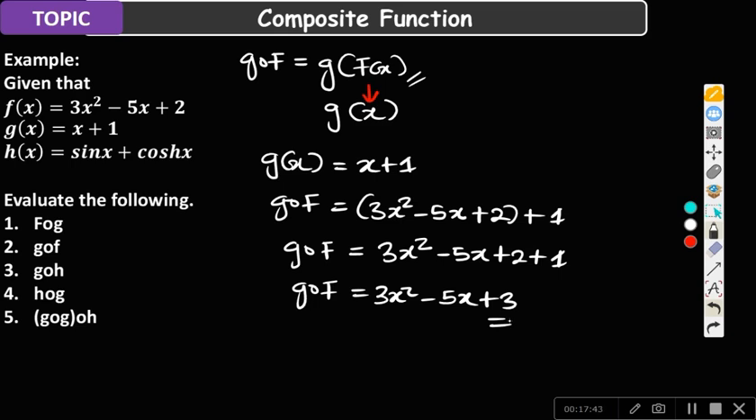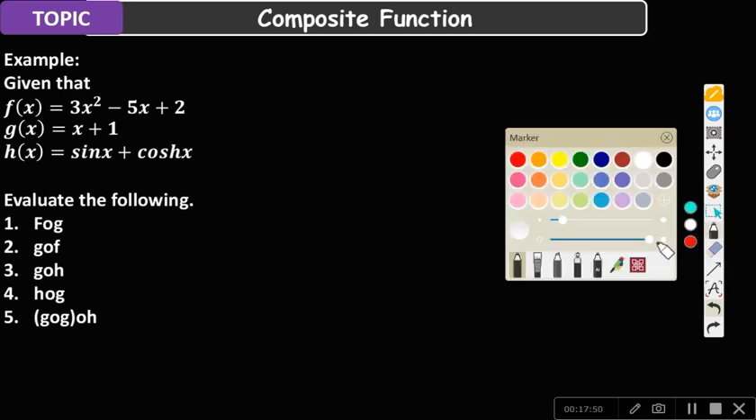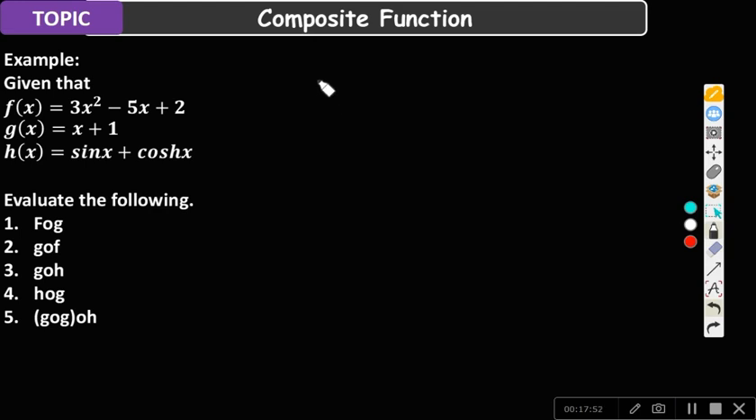Now, can we try g of h using the same idea? What do you think will be the correct answer for g of h? The reason why I'm taking my time is because they are very, very important. You may see them in your exam. g of h means g of h of x. It means wherever you see x in g, put in the value of h of x. That is what it means.